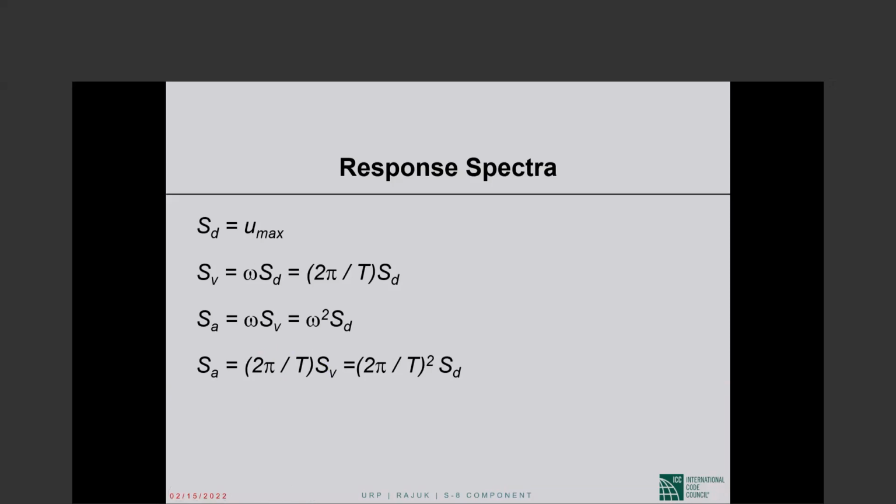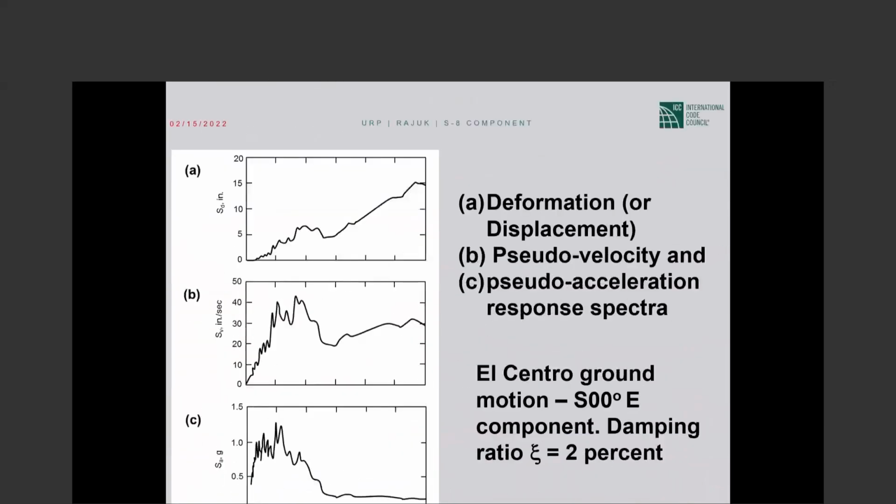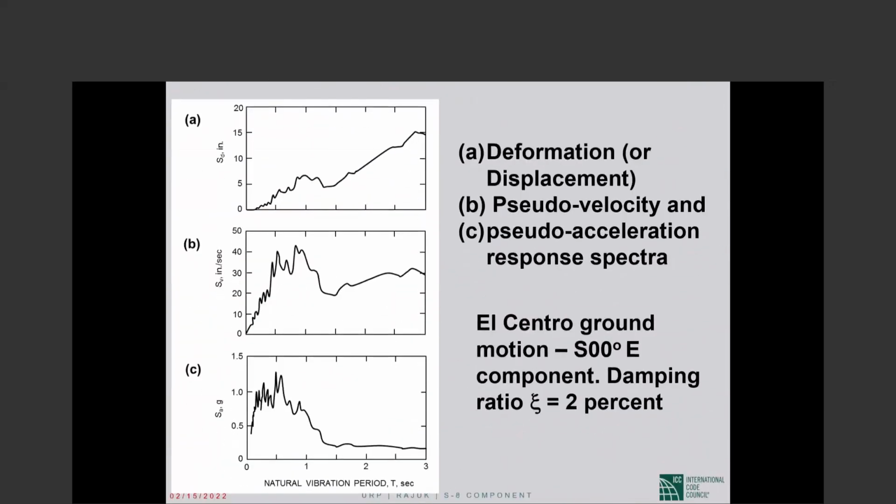It is 2 pi over T squared times the spectral displacement, or 2 pi over T times the spectral velocity, and 2 pi over T is omega, the circular frequency. Okay. So we saw the spectral displacement plot. Obviously, there is nothing to prevent us from plotting the spectral pseudo-velocities against the period, which we have done in the second figure. And in the third figure, we have plotted spectral pseudo-accelerations against the period.